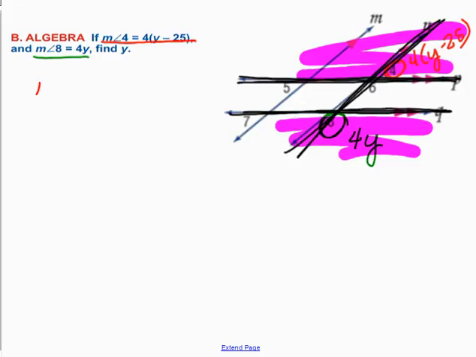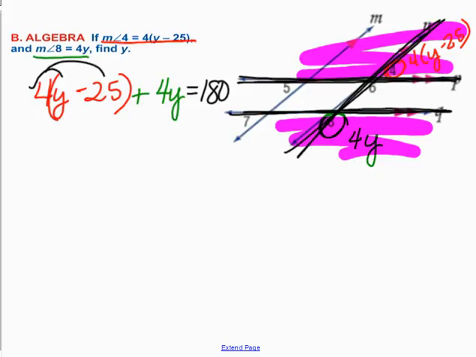So 4 times the quantity of y minus 25 plus 4y equals 180. Supplementary. All right, and then we just do the math. Okay, so I have to do the distributive property here. You get 4y minus 100 plus 4y equals 180.